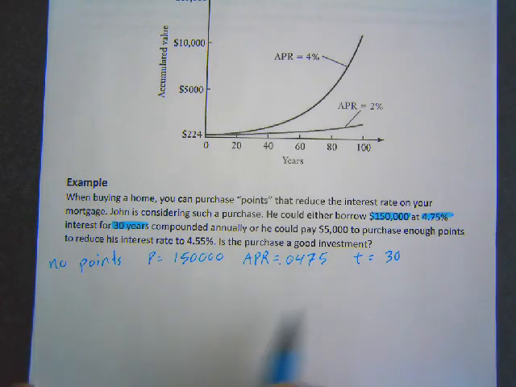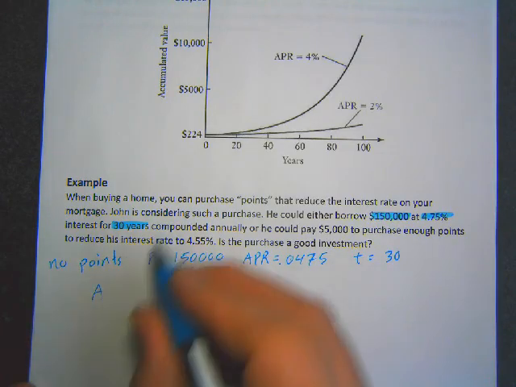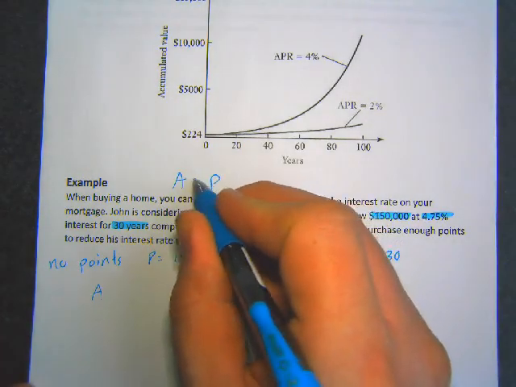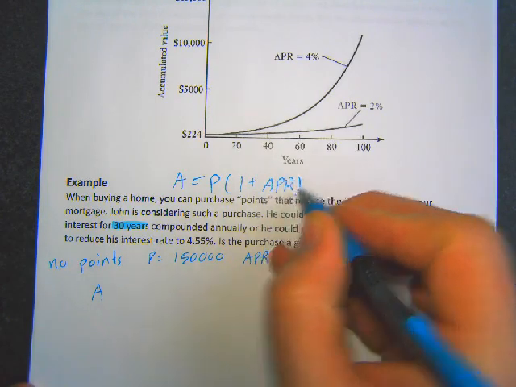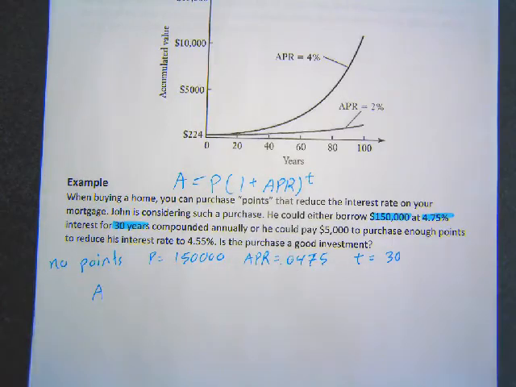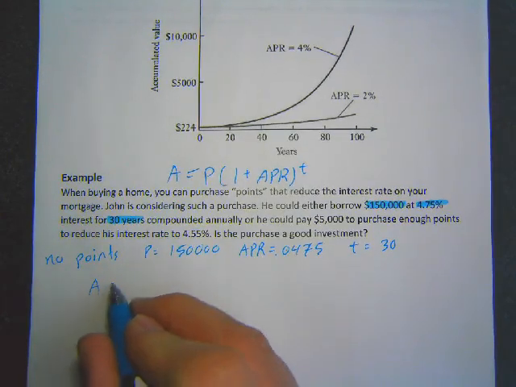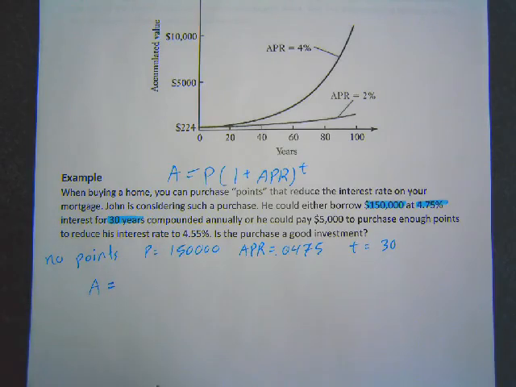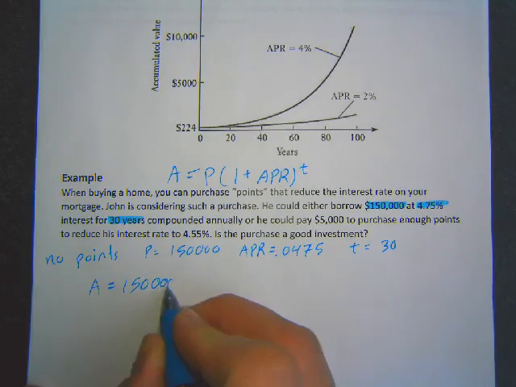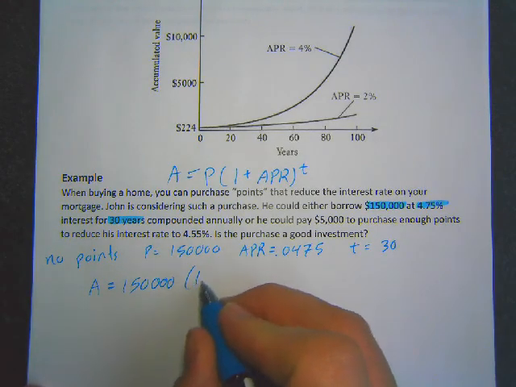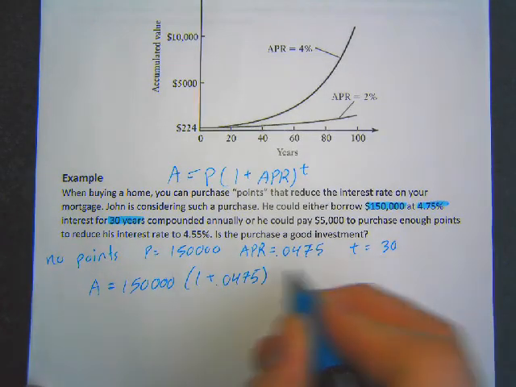But for now, let's just make it simple and figure out, using this principal, APR, and time, using our formula, A equals P (1 plus APR) to the T power, how much you'd actually have to pay back if you waited till the end of 30 years and paid it all back at once. It's a little high because in real life you kind of pay as you go. You don't wait till the end of 30 years. But this will give us an idea of how much the points could save them. So we have 1 plus 0.0475 to the 30th power.